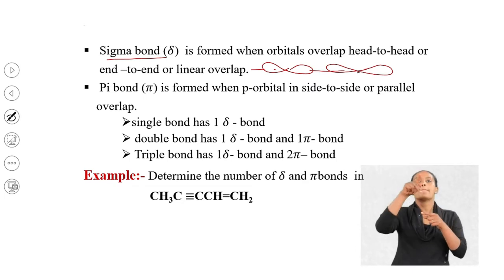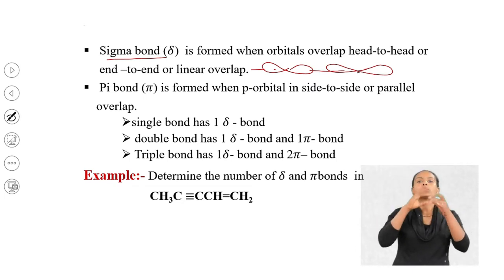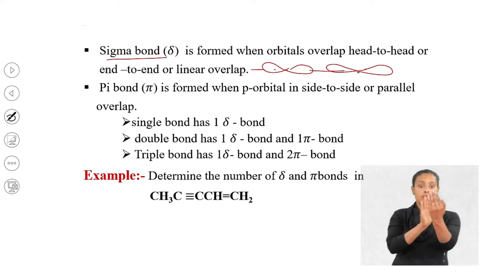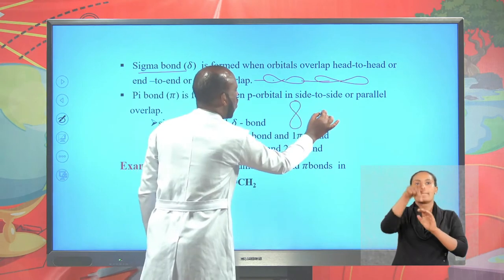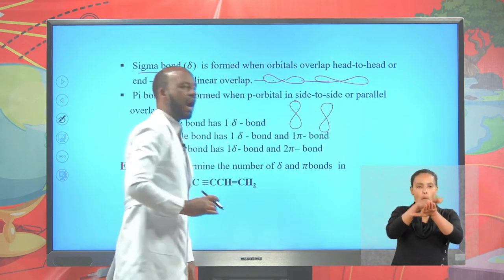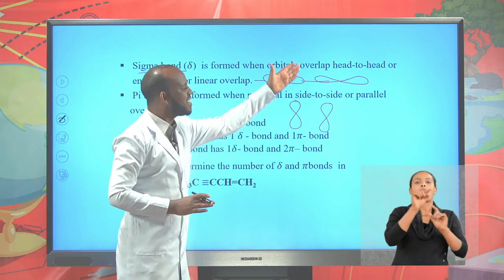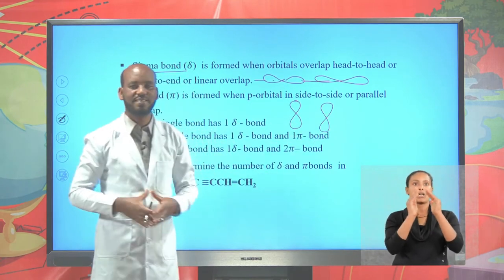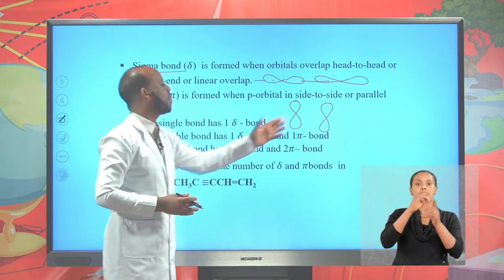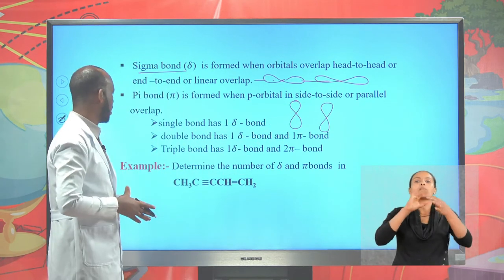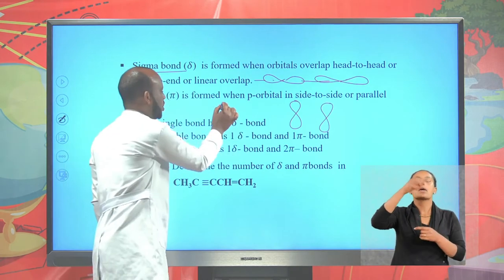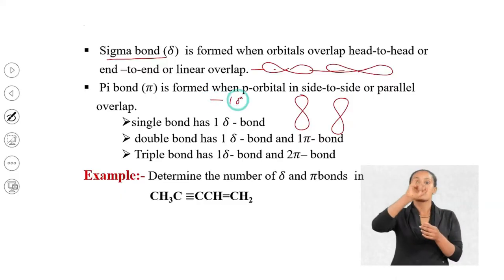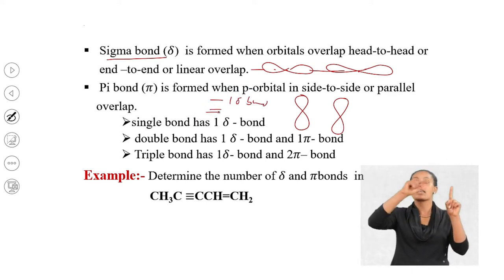A pi bond is formed when p orbitals overlap side-to-side, that is, parallel. When parallel p atomic orbitals overlap along the line perpendicular to the nuclear axis, in this case a pi bond is formed. Note that a single bond has one sigma bond. Double bond has one sigma and one pi bond.